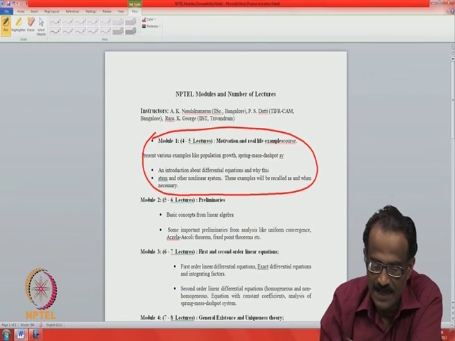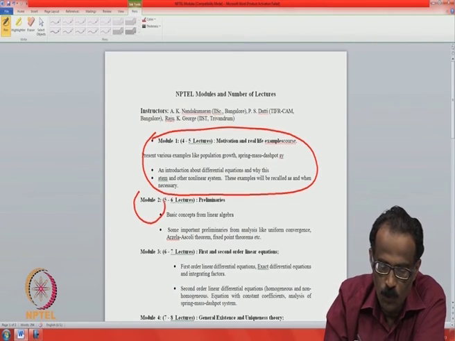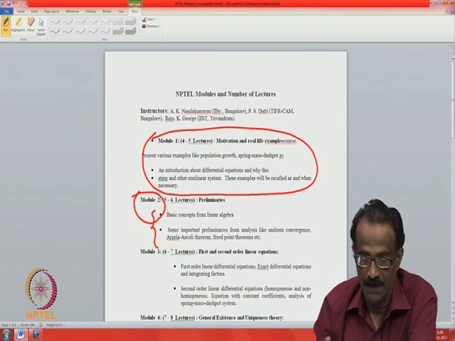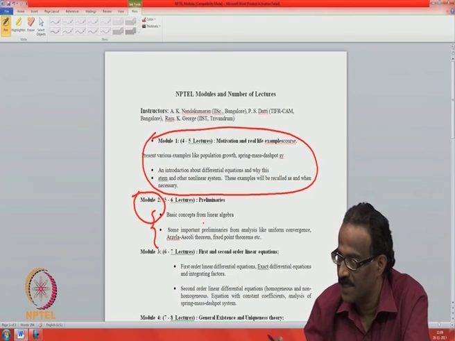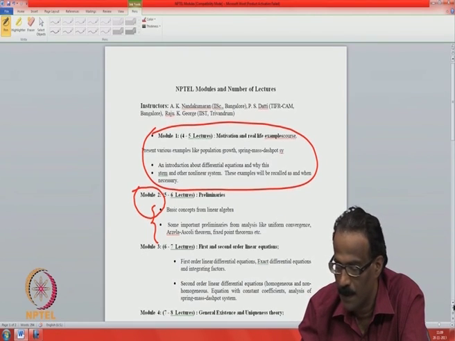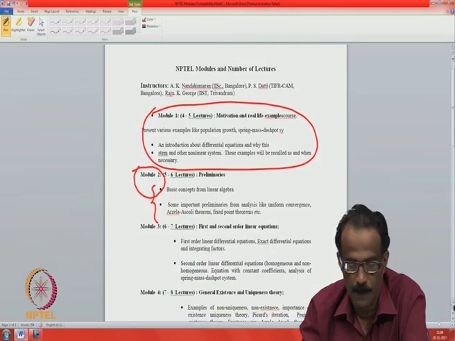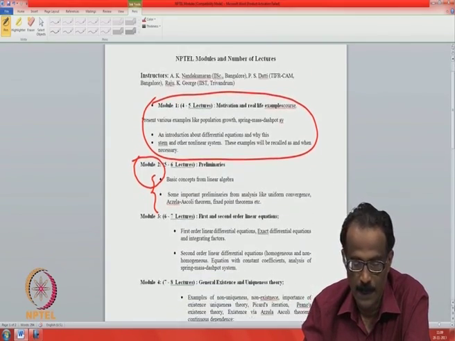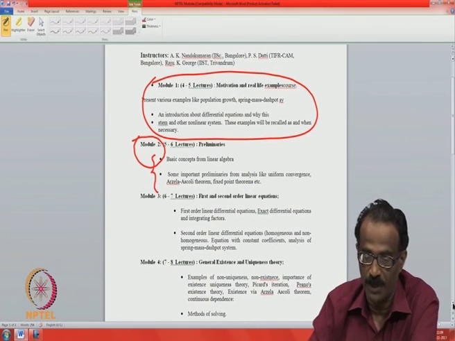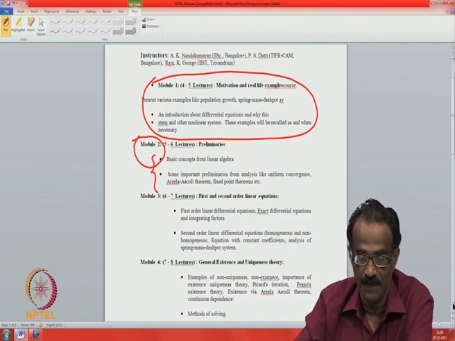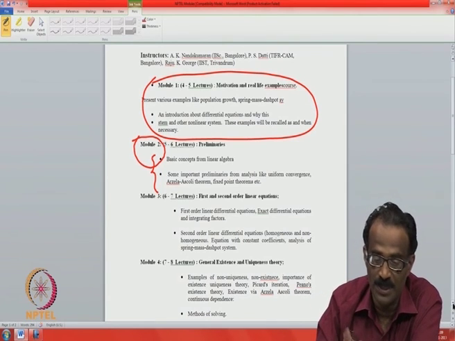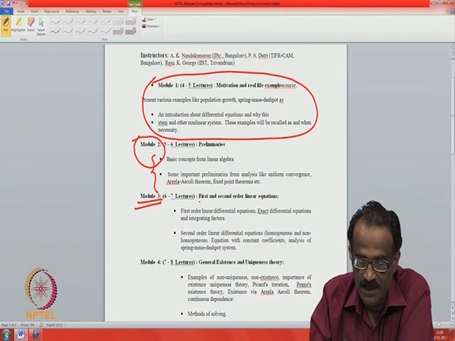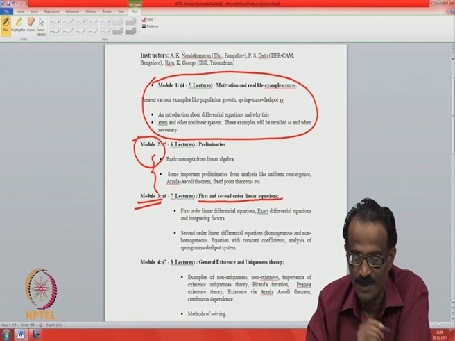Then as I said, the next step is our module 2. We will give you the basics, whatever preliminaries I explained, and then, to begin with, before going to the serious general theory, our next module is module 3, in which we will restrict to the easier equations which you can understand.